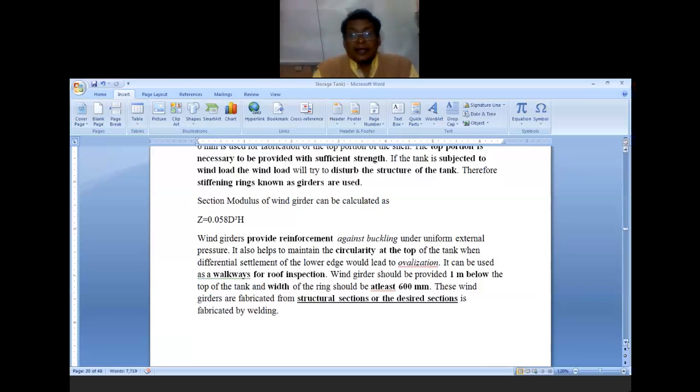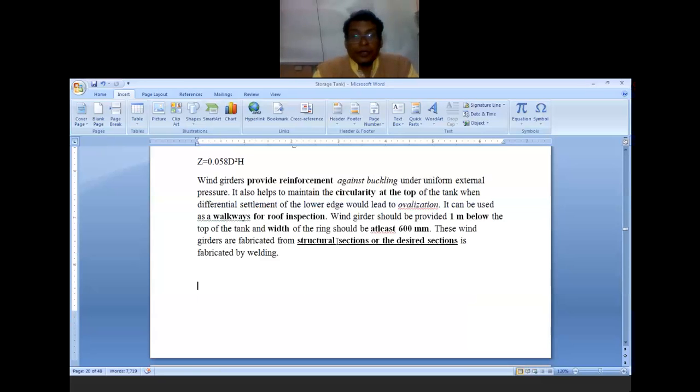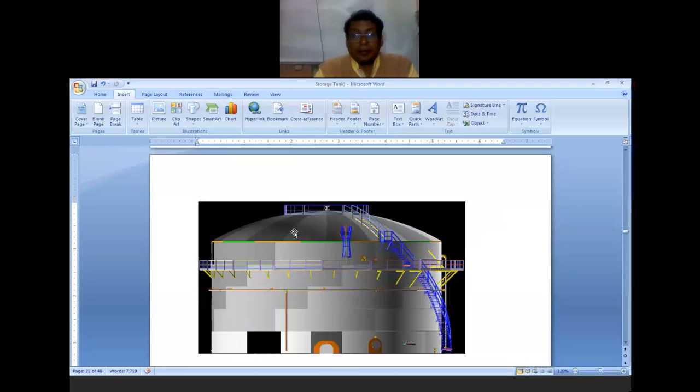It also helps to maintain the circularity at the top of a tank, that is, to prevent the ovalization. Also, it can be used as a walkway for the roof inspection. These are simple plates, so as these are simple plates, you can walk over that. So it is considered to be a walkway, and it is provided generally 1 meter below the top edge of the storage tank.